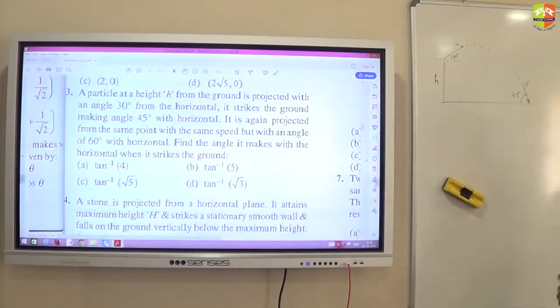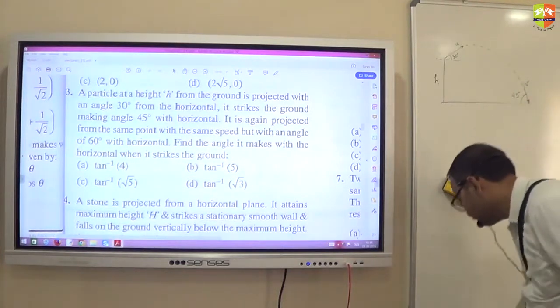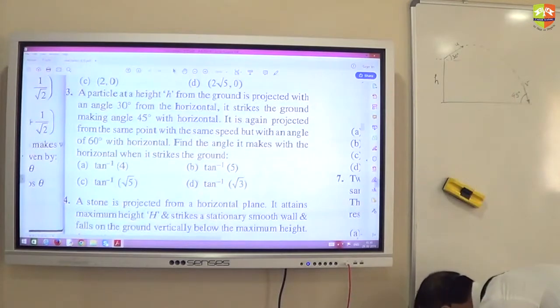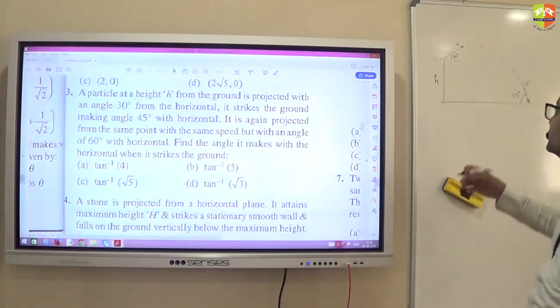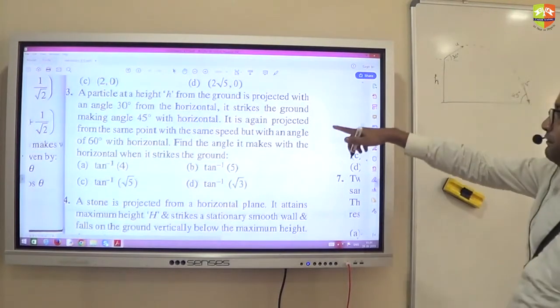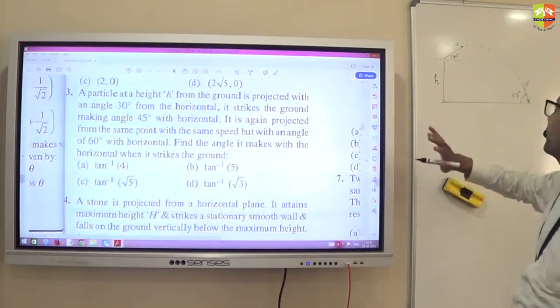Okay, all of you tried? All of you tried, right? Anybody got it? No one got it. Okay, I solve it. The hint is the velocity along x axis is constant. Velocity along x axis is constant, it doesn't change. So, initial velocity is given? No, it is not given.